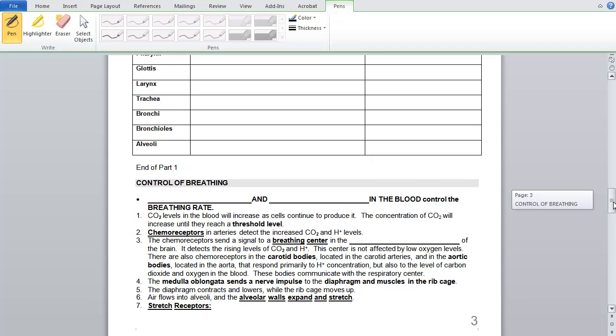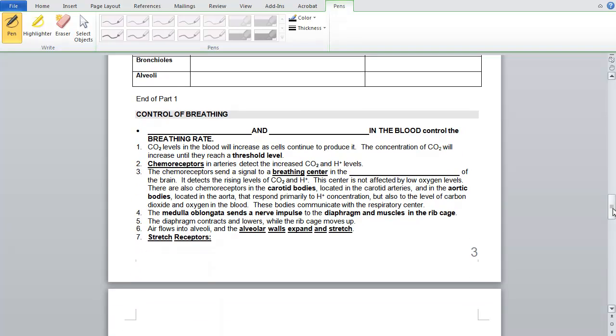So two gases are going to control the breathing rate, and these two gases are found in our blood. Carbon dioxide is the one gas, and the amount of hydrogen in our blood is the other. These are the two things that are going to be monitored by our brain, and they're going to set our breathing rate.